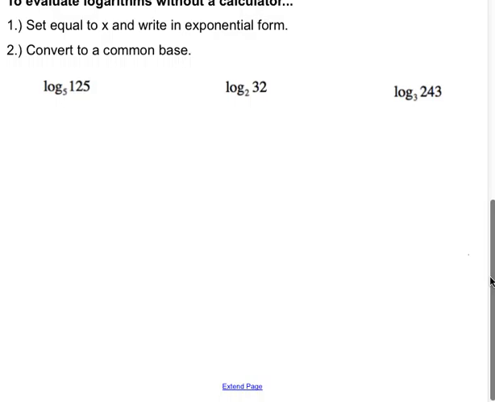Now, to help you, what I'm going to have you do is set it equal to a variable, because that's going to help you rewrite it. So whenever you're asked to evaluate, I'm going to have you set it equal to a variable and use Mr. Loopy on it. 5 to the x equals 125. Because you guys are much more comfortable in exponential form. So that's how we're going to start solving these.